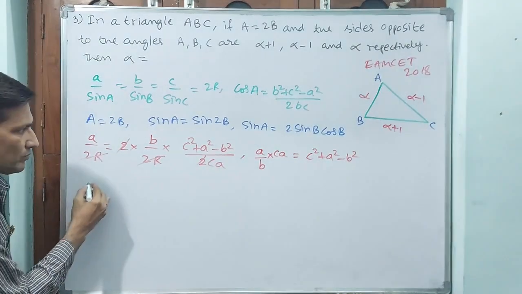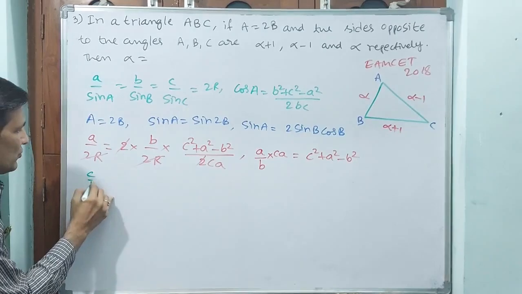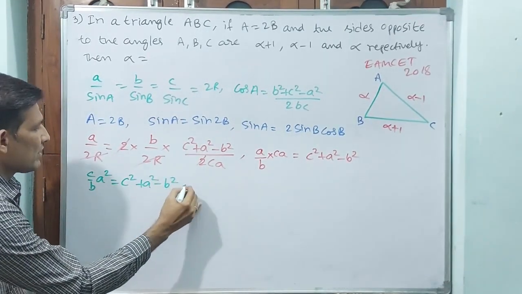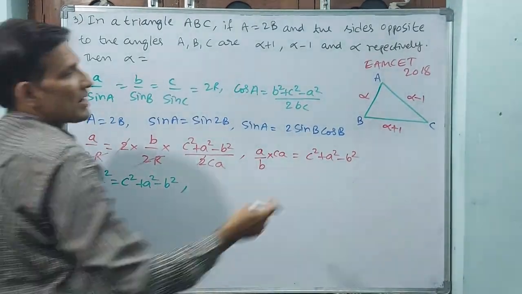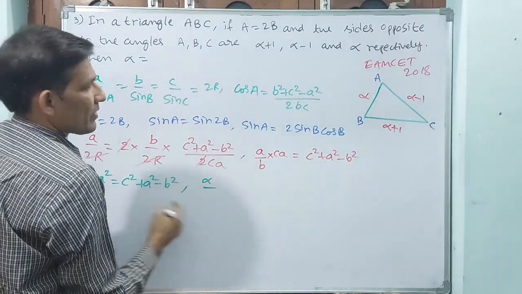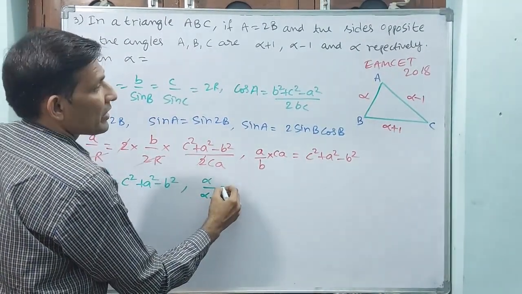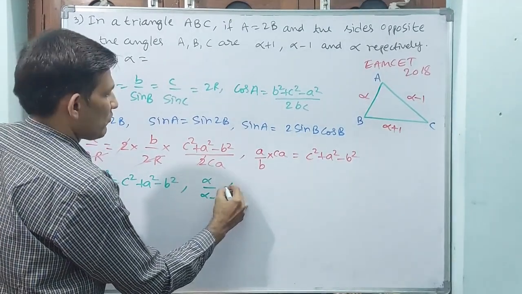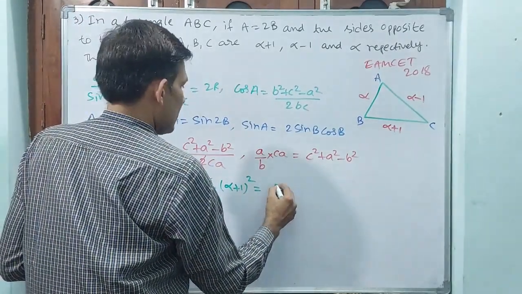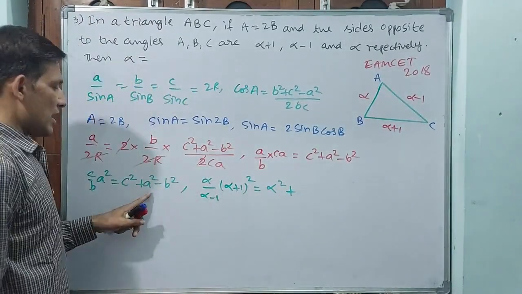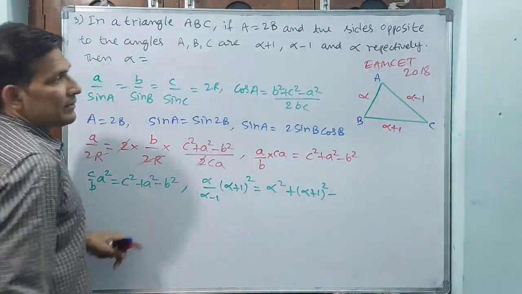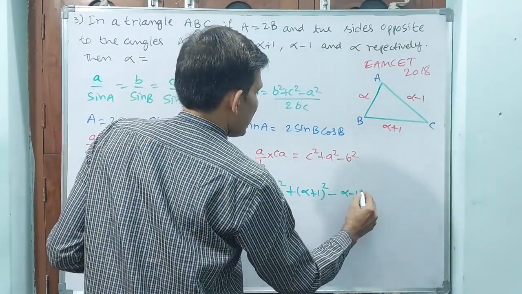Okay. C by B, a square is equal to c square plus a square minus b square. Comma, I am keeping. See, c by b means what? Alpha by b, alpha minus 1. a square, alpha plus 1 whole square is equal to c square, alpha square, a square, alpha plus 1 square, minus b square, alpha minus 1 square.